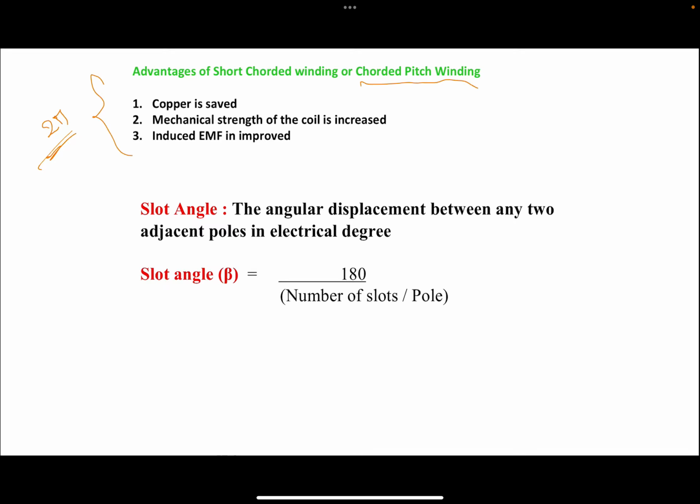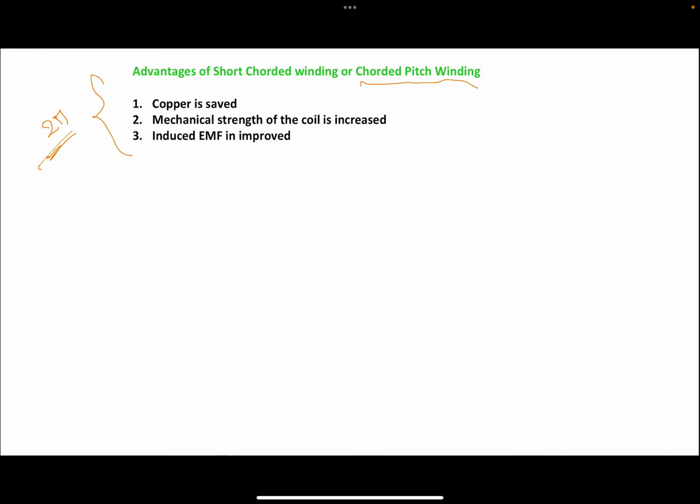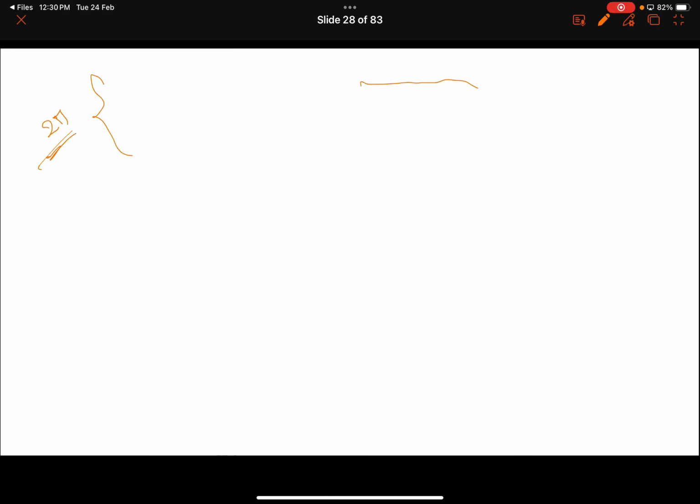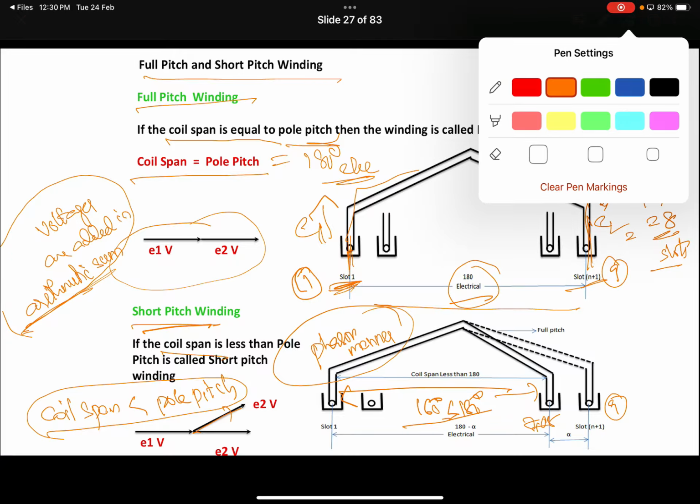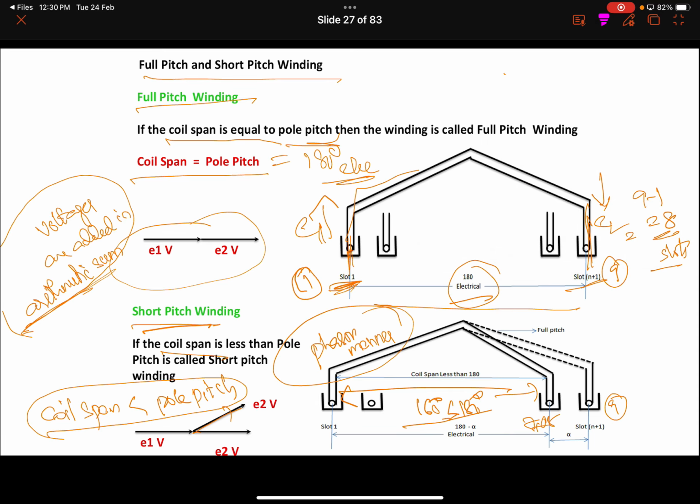So what actually happens here? Copper is saved. Compared to the full pitched placement, whatever the length is here, I am using another color so that it will be easy to see. Whatever winding I am placing from here, now it is reduced. Yes or no? So what is this additional space here?